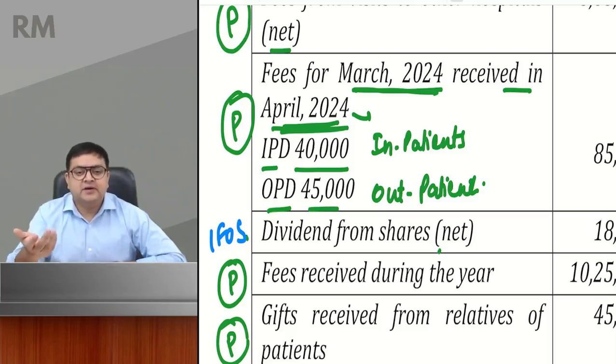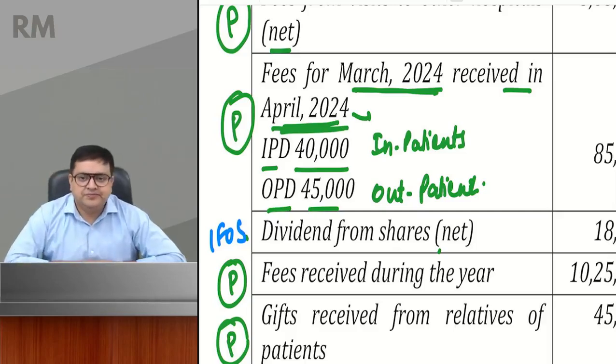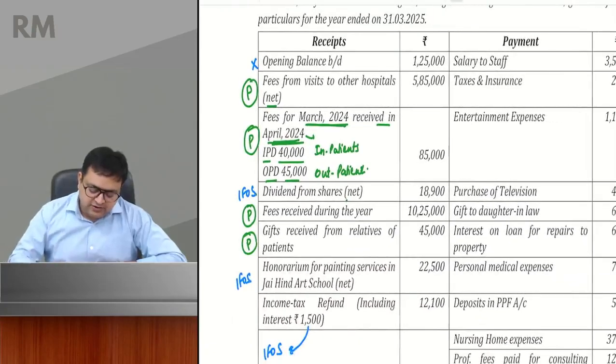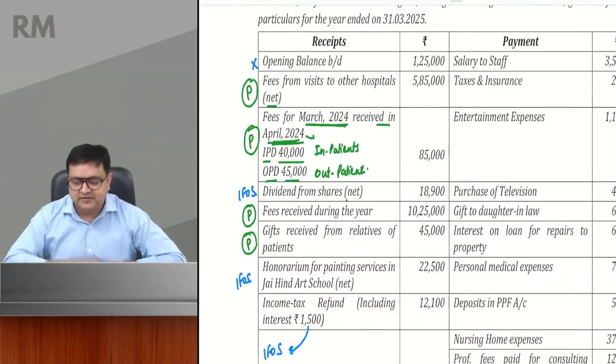Sometimes it happens that a person goes to the doctor and the doctor admits him into the hospital urgently. 2, 3, 4, 5 days he spends in the hospital. Now he comes back from hospital to his home. It is called inpatients, IPD. We don't require it right now. 85,000 is your income. Understood? So we have 1, 2, 3, 4 PGBPs over here, receipts.